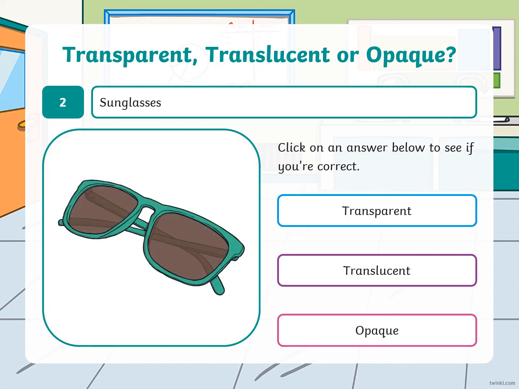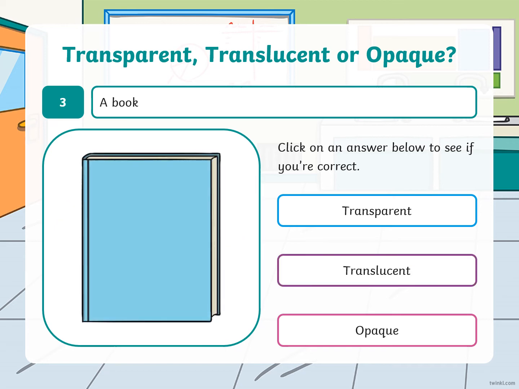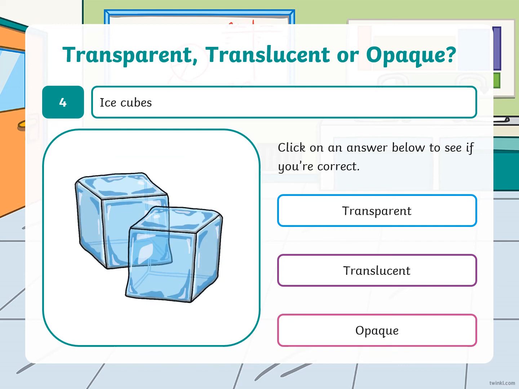Sunglasses, what do you reckon? Translucent. See, they have to let some light through or we wouldn't be able to see, but the whole point of sunglasses is that they block some of the sun's rays so we're not squinting as much. A book, what do you think? Yep, opaque, a book does not let any light through whatsoever. Ice cubes, what do you think? Let's go with transparent. Ooh, not transparent. Yeah, they're translucent, so you might think they're transparent, but they don't let all the light through.